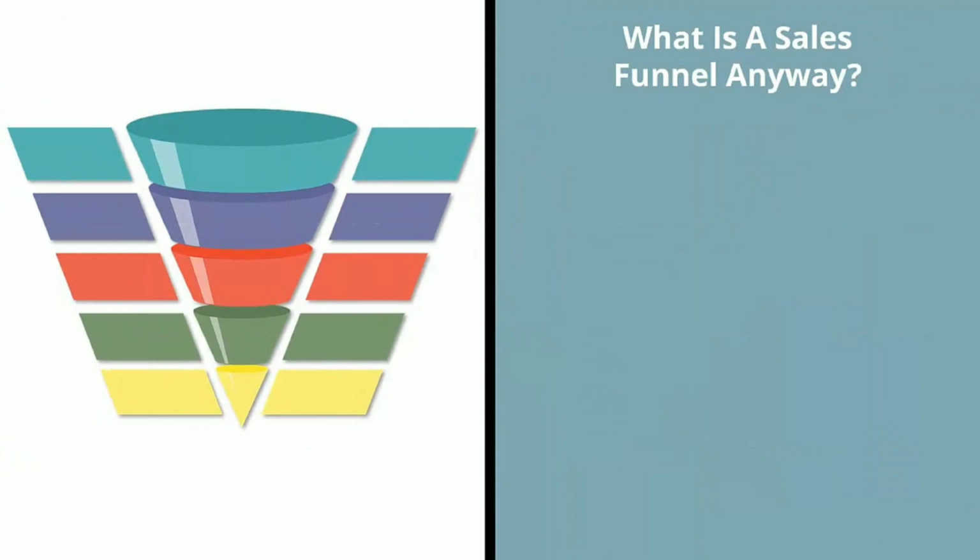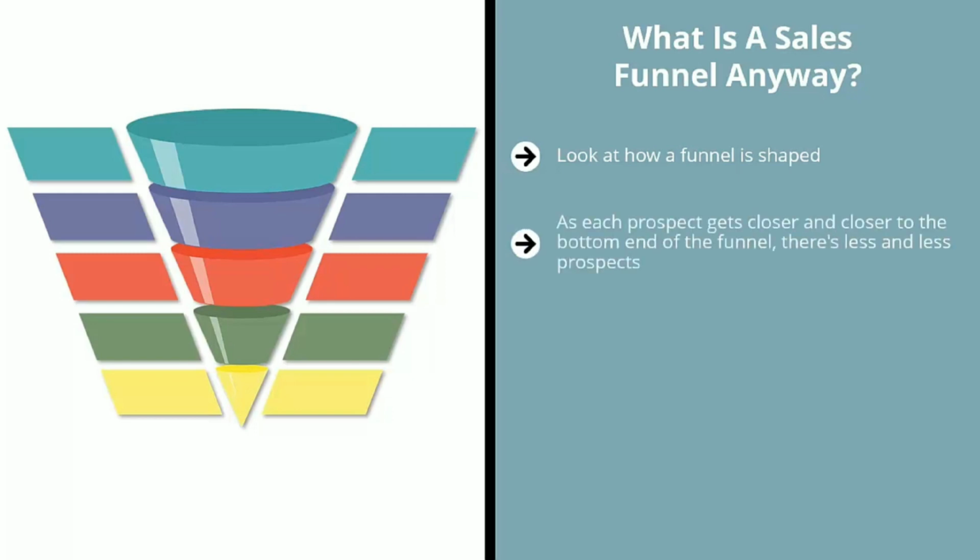What is a sales funnel anyway? Look at how a funnel is shaped. It is like an inverted pyramid. It's very wide at the top, and as you get closer and closer to the actual exit section of the funnel, it gets narrower and narrower. You should think of everything you do online as some sort of funnel. As each prospect gets closer and closer to the bottom end of the funnel, there's less and less prospects. This is a good thing because the funnel works to filter people based on their interest. If you don't set up such a system, it's going to be very hard for you to convert people.